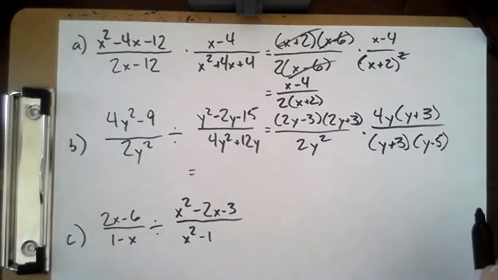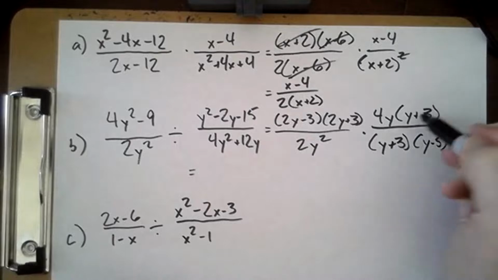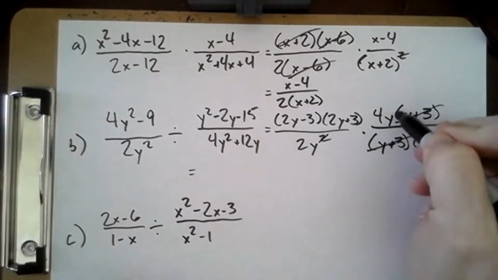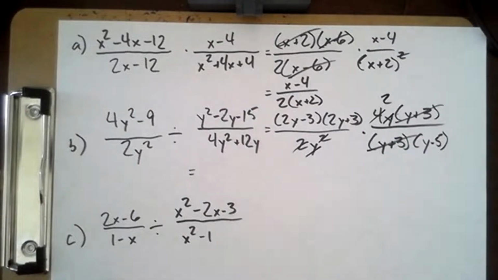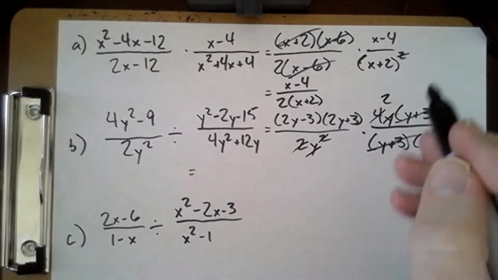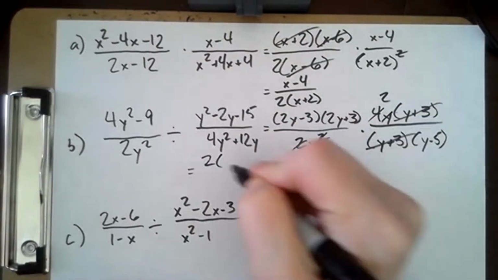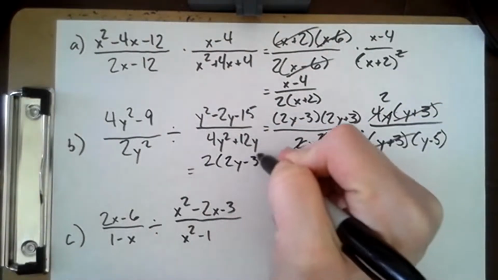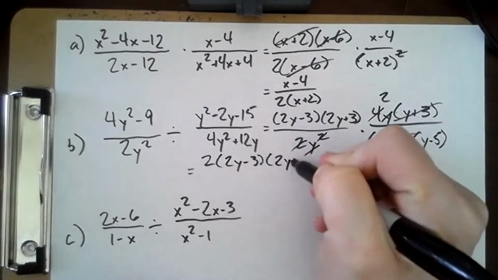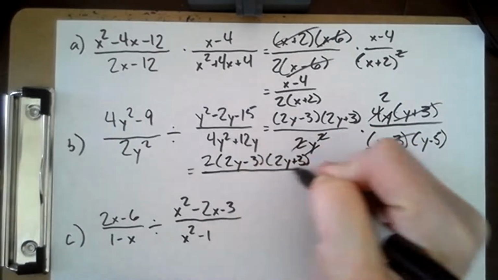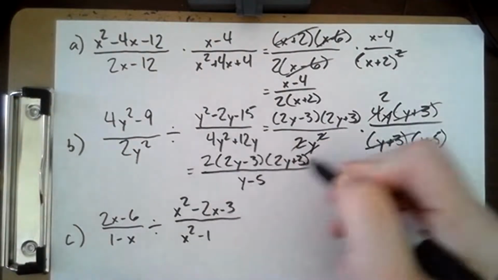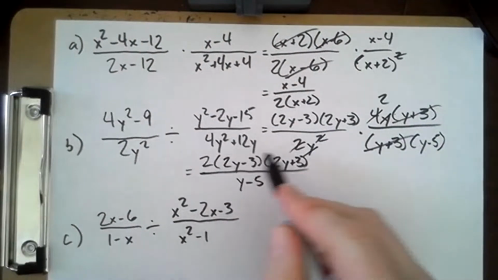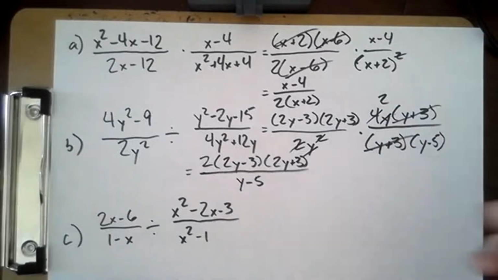Now we cancel where we can. We can cancel this y plus 3. We can cancel this y with that y, and we can cancel a 2 here. We're left with 2 times 2y minus 3 times 2y plus 3 over y minus 5. And of course, we could recombine this and make that 4y squared minus 9 again, but we don't have to.